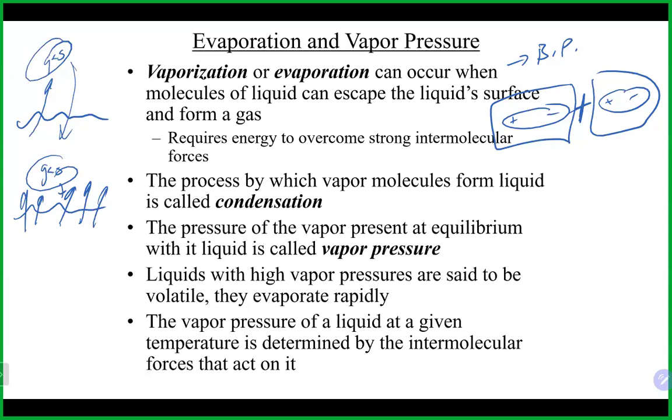If you have something that's held together by a really strong intermolecular force, you will probably have a much lower vapor pressure, because it's going to take a lot longer and be harder for those molecules to escape the liquid part. They're going to stay in the liquid, which means less of it will escape, and you'll have fewer gas molecules above the liquid. The vapor pressure of a liquid at a given temperature is again determined by the intermolecular forces on it.